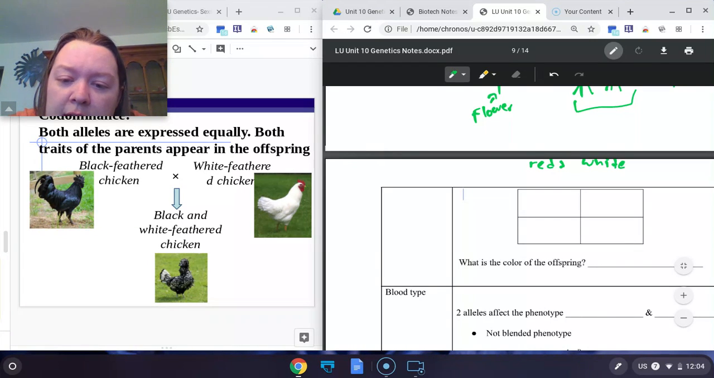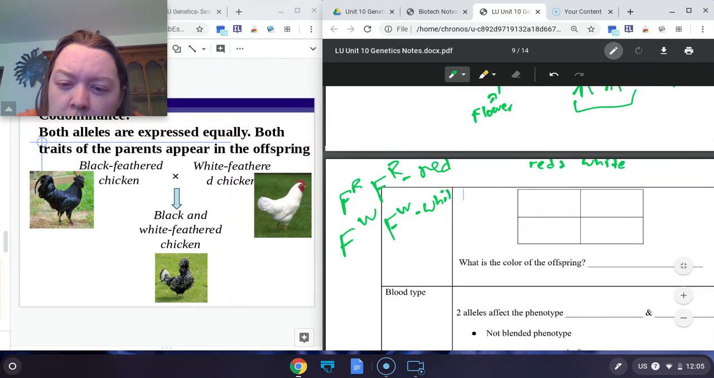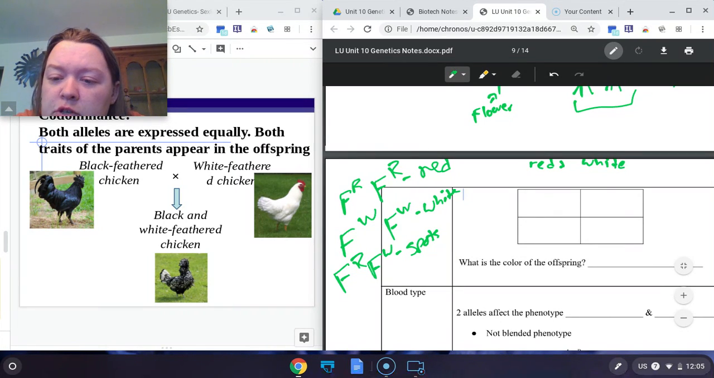So I know that red would have 2 R's, so I'd have F big R, F big R. That would be red. White would have 2 W's, so if the flower had white flowers, it'd be white. Or the flower could be spotted, so it would have an R and a W, and it'd be spotted. So that's my key.